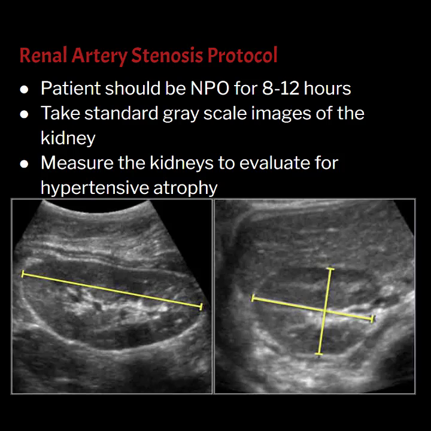We're going to start the renal artery stenosis protocol with taking standard grayscale images. So that does include all of our long and transverse images that we normally take.